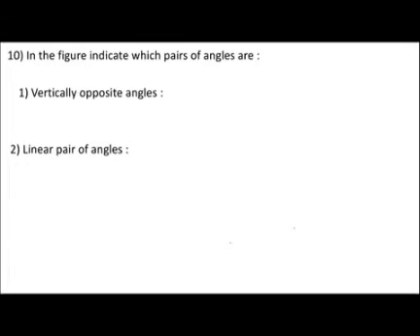In the figure, indicate which pairs of angles are vertically opposite angles. So the figure is this. Two intersecting lines again and one ray emerging from the common meeting point, intersecting point. So you have angle 1, 2, 3, 4 and 5. So the question is, how many pairs of vertically opposite angles are there?